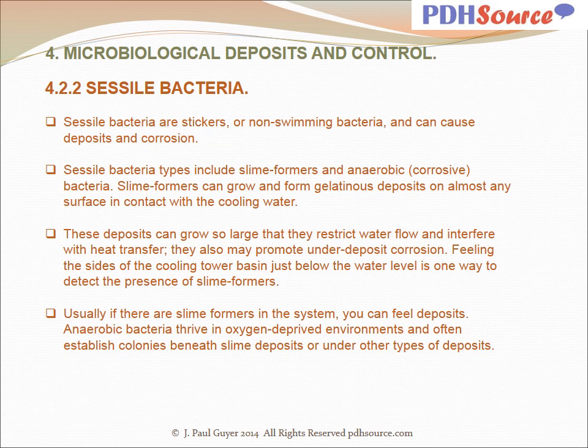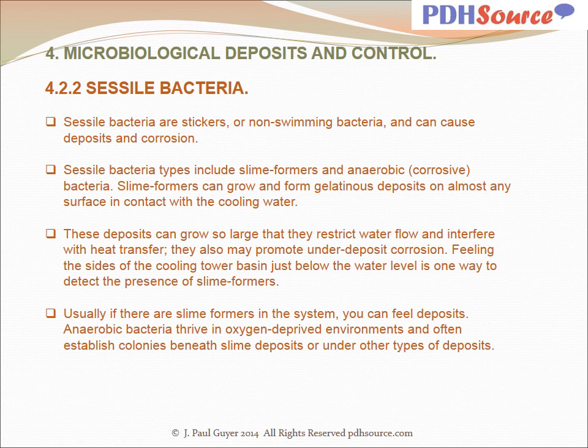Sessile bacteria are called stickers or non-swimming bacteria and can cause deposits and corrosion. Sessile bacteria types include slime formers and anaerobic corrosive bacteria. Slime formers can grow and form gelatinous deposits on almost any surface in contact with the cooling water. These deposits can grow so large that they restrict water flow and interfere with heat transfer. They also may promote under-deposit corrosion. Feeling the sides of the cooling tower basin just below the water level is one way to detect the presence of slime formers. Usually, if there are slime formers in the system, you can feel deposits.